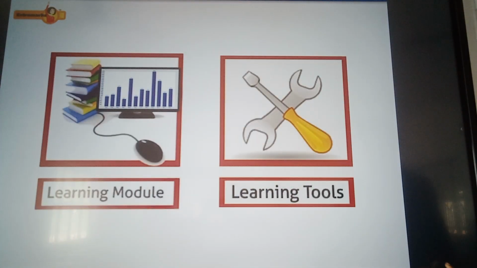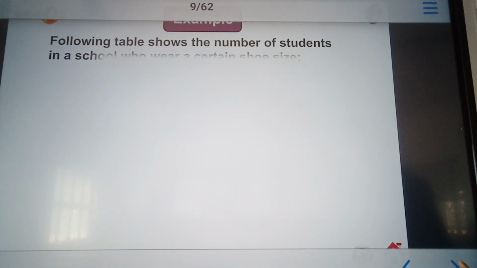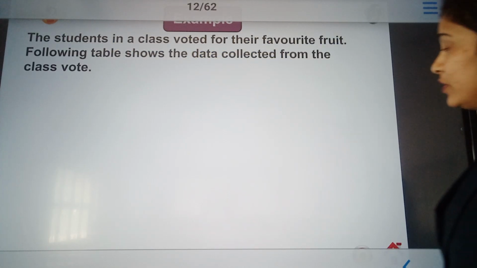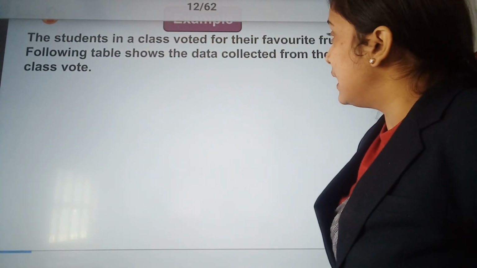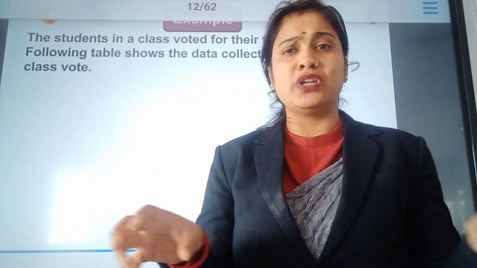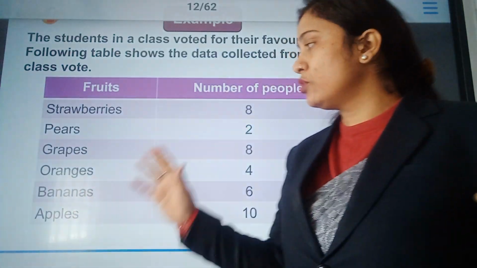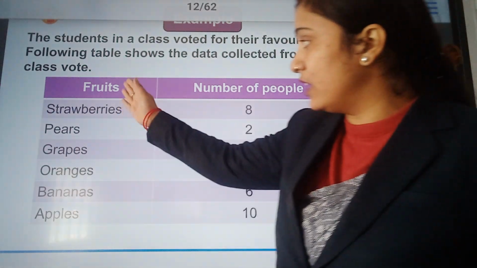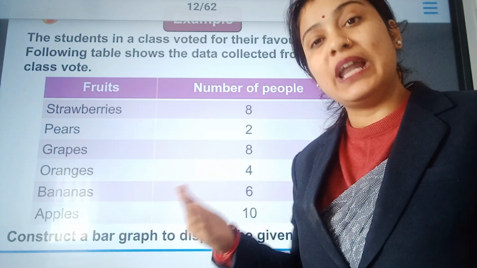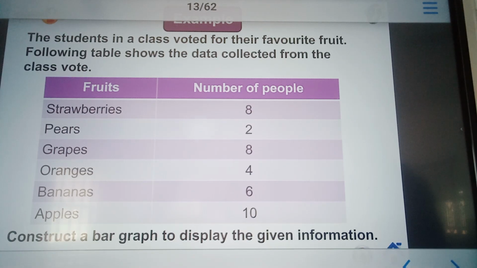Alright, so let us take one more example with the horizontal graph. Here we had the vertical, now let us go with the horizontal. Here the students in the class voted for their favorite fruit. The fruit is given, and the number of students who like that fruit. So in such a way we have collected the data. Now let us construct the graph to display the information.